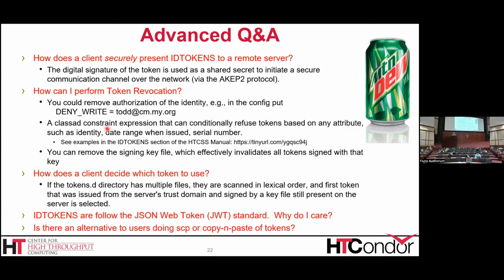There is also, in the config file, a class ad constraint expression you can put in to refuse tokens based on any attribute in the token, such as identity, the date range when the tokens were issued, or an individual token by its serial number. And there are examples in the manual for how to do this. I put the URL to these examples right here. You can also remove the signing key file that was used to sign tokens, and that effectively revokes all of the tokens that signing key signed.